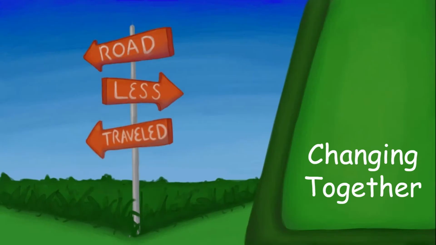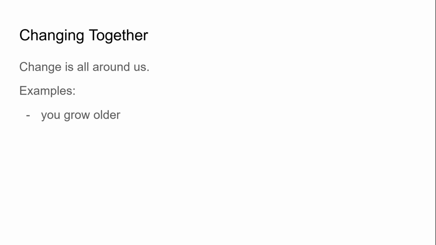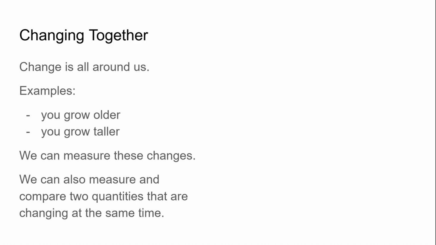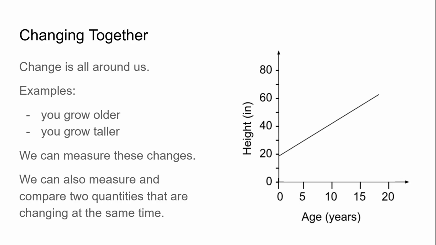We're going to start off with a lesson about quantities that are changing together. Change is all around us. We grow older and we grow taller. We can measure these changes, and we can also measure and compare two quantities that are changing at the same time. For instance, how tall you are as you grow older.